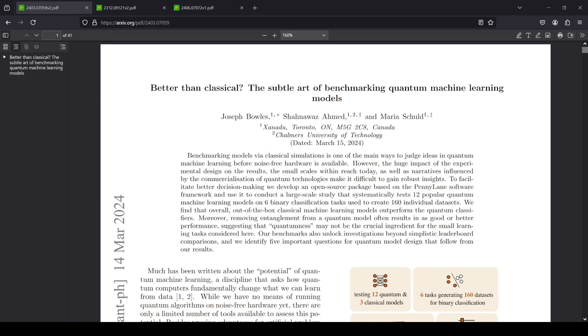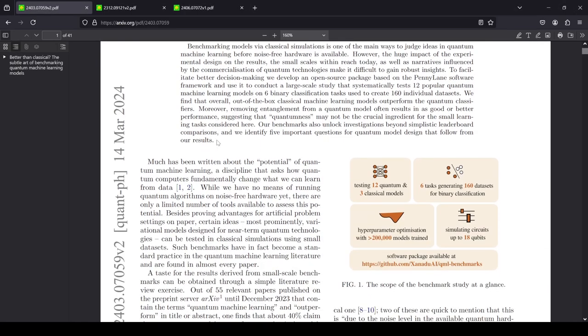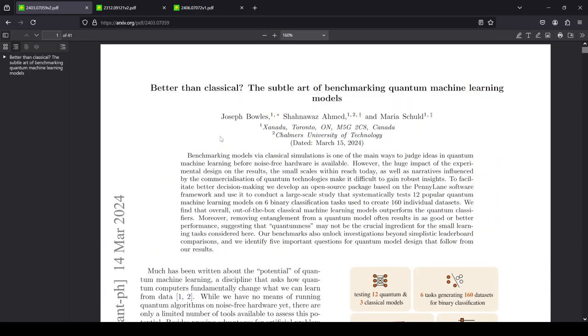So first up, we have this paper here, Better Than Classical, The Subtle Art of Benchmarking Quantum Machine Learning Models. And I actually don't think it's that subtle, to be honest. When we get to the paper, you'll see what I'm talking about. But basically, the subtle art of benchmarking is just normal benchmarking ideas. They're just not done in quantum machine learning papers.